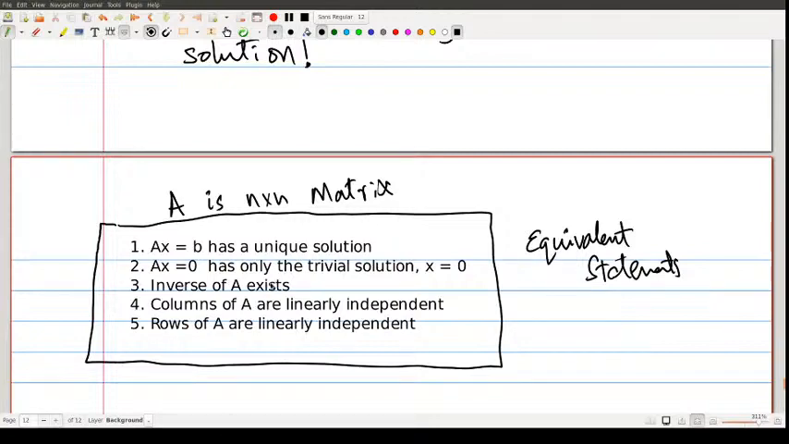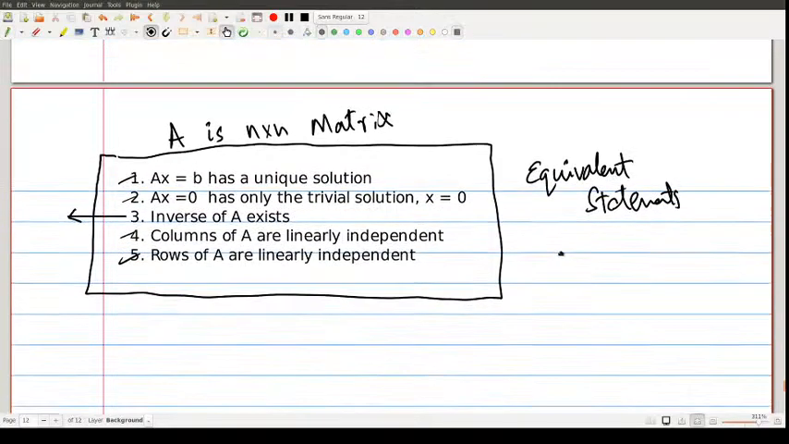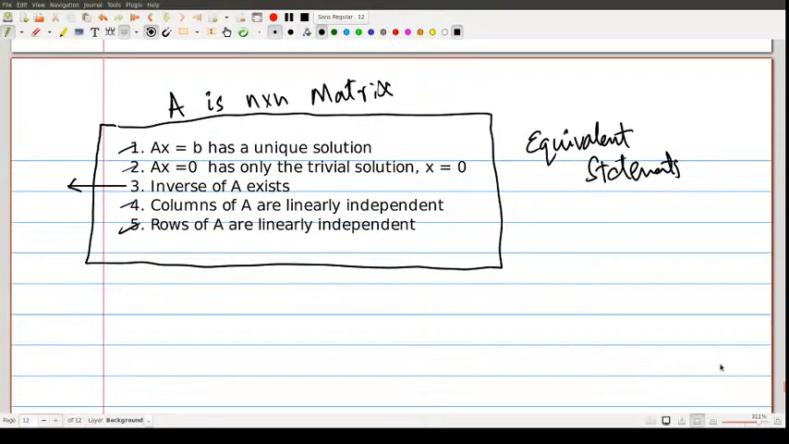So if the inverse exists, then I know for sure that the columns are going to be linearly independent, and the rows are going to be linearly independent. Ax equals 0 is going to give me the trivial solution, and Ax equals b is going to give me a unique solution. So this existence of the inverse of A guarantees a lot of these things. All of these facts follow just if we know that the inverse of A exists. Yeah, so that's the idea.